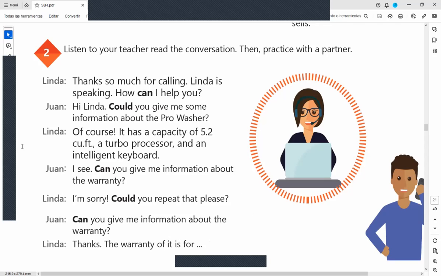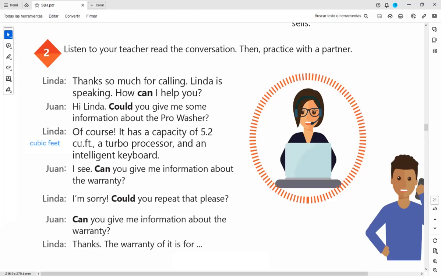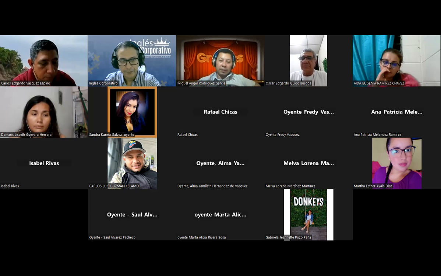Okay, guys, now this is cubic feet, okay? You see? That expression is cubic feet. Pies cúbicos. We are talking about the area.